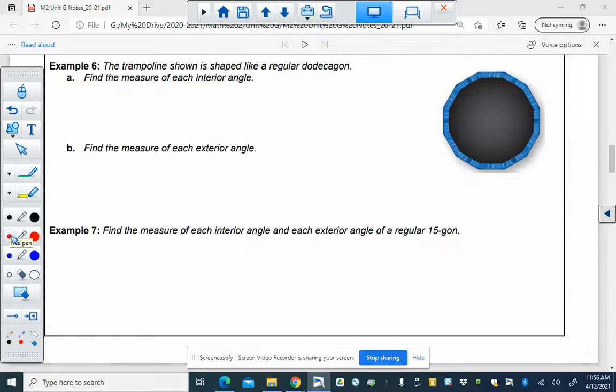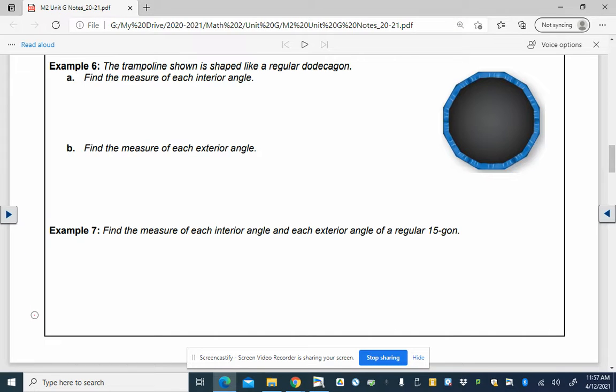Example 6 says we're going to look at this trampoline over there, which is a regular dodecagon. The fact that it's saying regular, remember, means that all my sides are going to be the same length. More importantly, all my angles will be the same. Since all my angles are the same, I'm going to be finding the measure of the interior angles. Each of those angles I'll just call x.